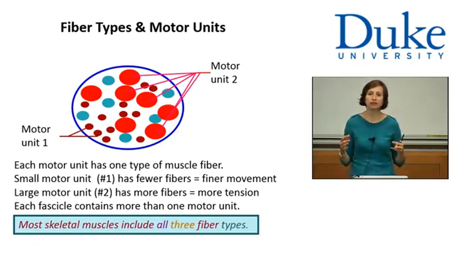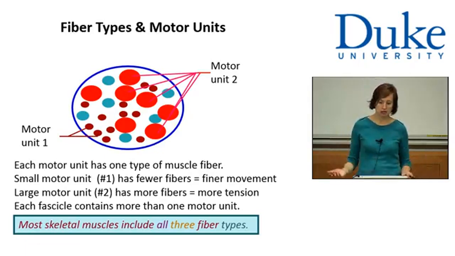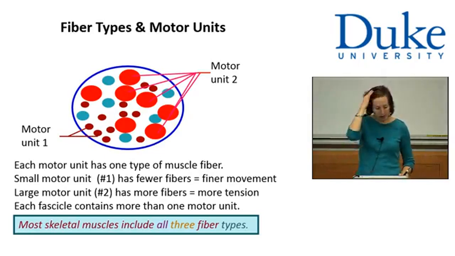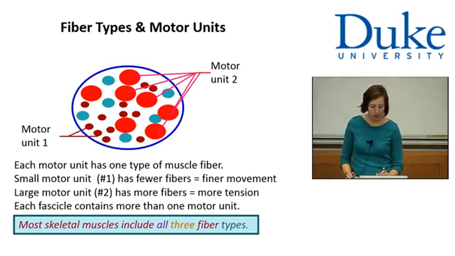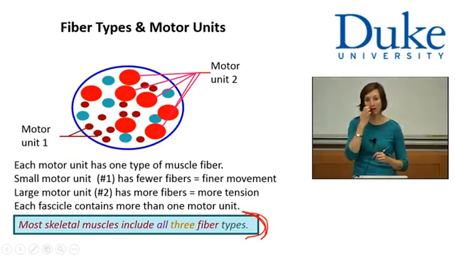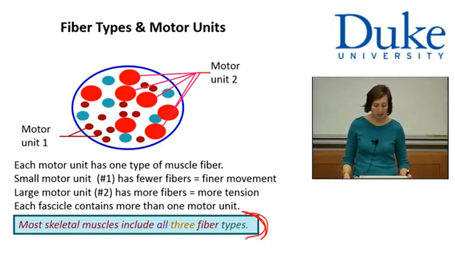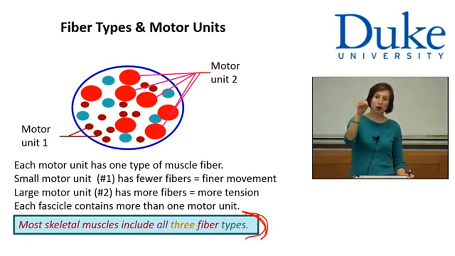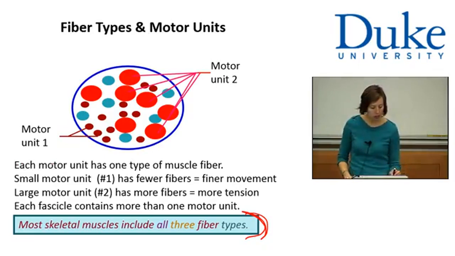So how do these fiber types come together in a muscle? It's important to remember that for the vast majority of muscles, all 3 fiber types are going to be present. It's a matter of the ratios of the 3 different types. Also remember, we've talked before about motor units, where we've got a single somatic motor neuron synapsing with at least several fibers. Those motor neurons are going to be synapsing with only one type of fiber. So each motor unit is going to have only one type of muscle fiber.